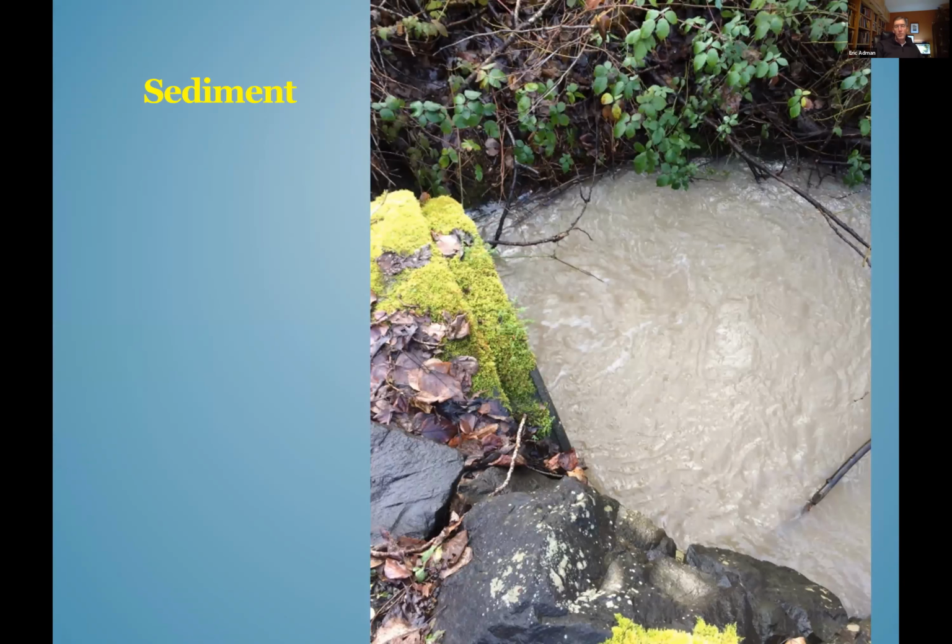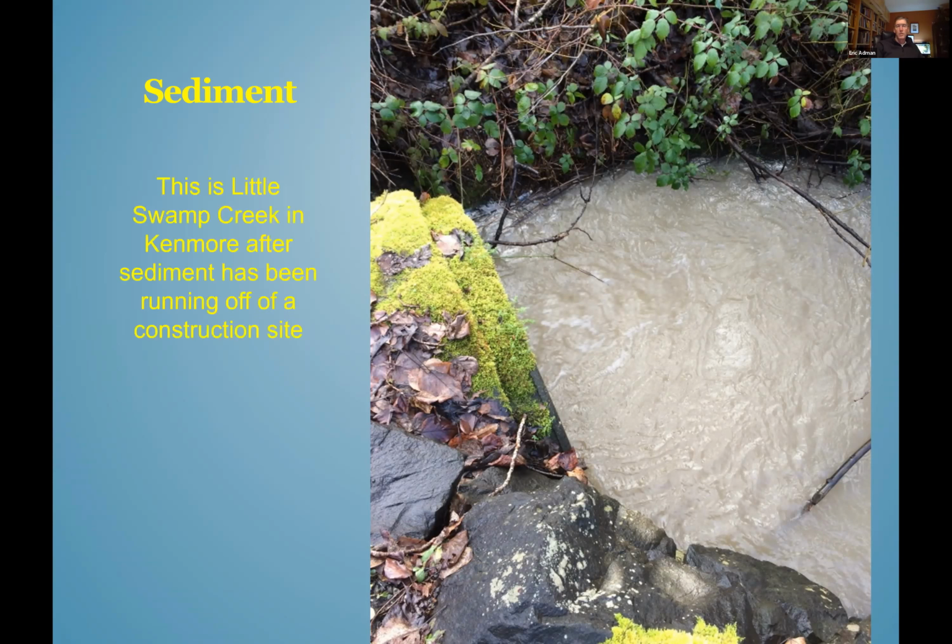Examples of different types of water pollution: sediment is actually considered a type of water pollution. This is an example of the creek that I live on after sediment's been running off of a construction site, and it's got a lot of sediment in the water. When you find that, that's called high turbidity. And so that's considered a form of water pollution.